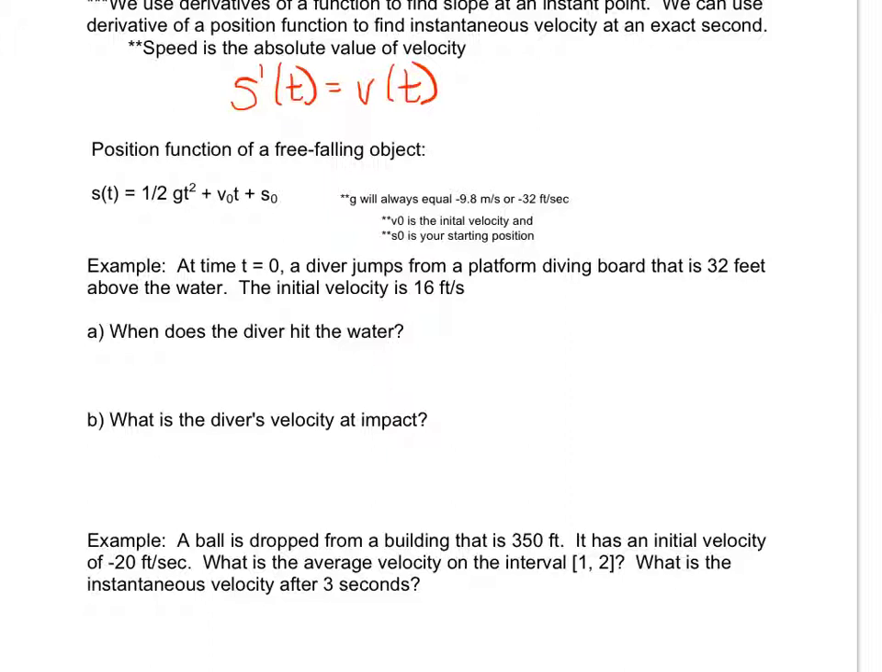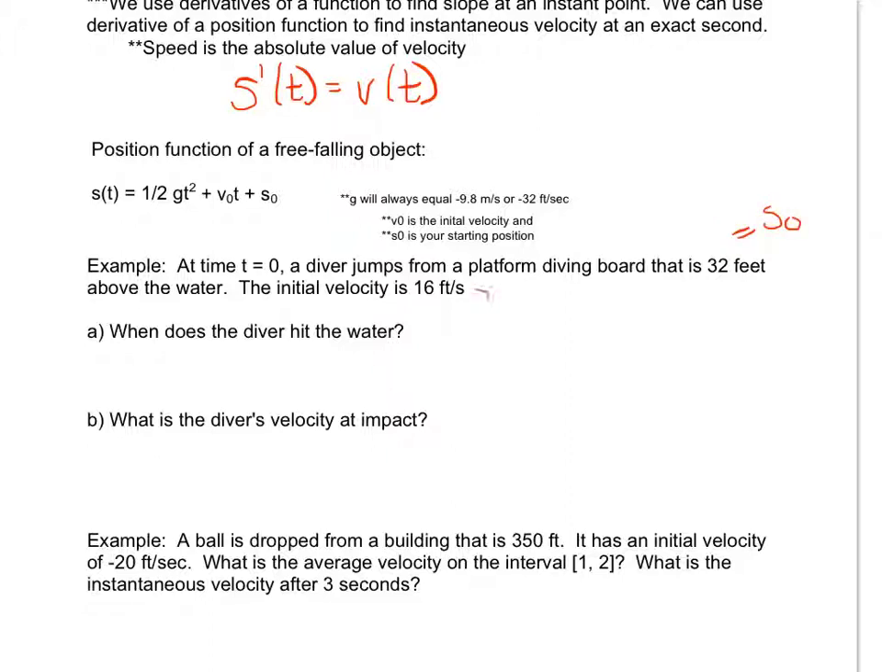V sub 0 is going to be my initial velocity, and S sub 0 is going to be my starting position. So let's go ahead and look at this example here. At time t equals 0, a diver jumps from a platform, and the diving board is 32 feet above water. So they're starting at 32 feet above water, so I see that's my S of 0.